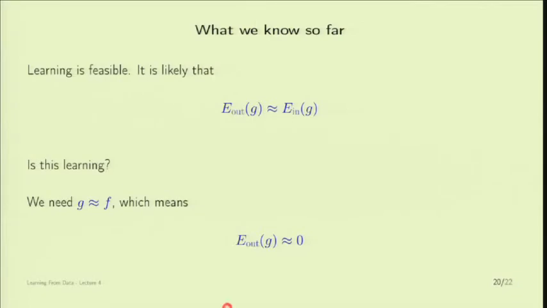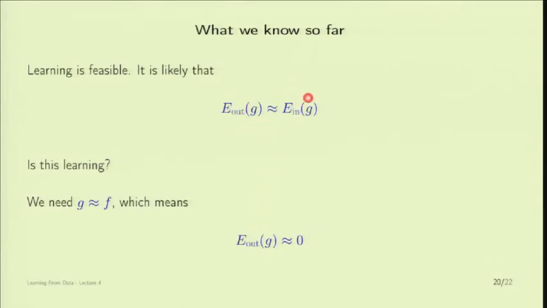It means that the out-of-sample error for g is close to 0. Because the out-of-sample error measures what? Measures how far you are, that is g, from the target function over the entire space. And therefore, the statement that you are close means that the out-of-sample error is small. So this is what we want, and this is what we have.